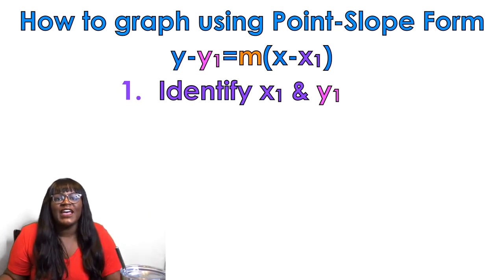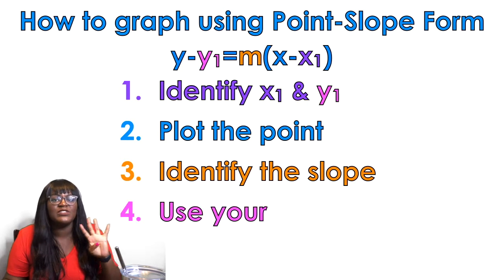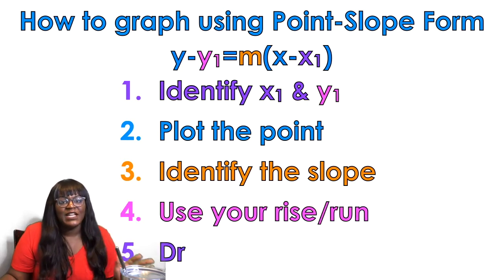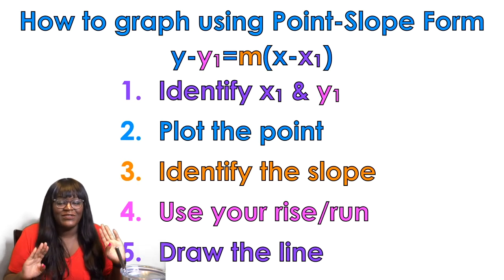Step two is plotting the point. Step three is identifying the slope. And step four is using your rise over run. Last but not least, you are going to draw the line. This is actually very easy.